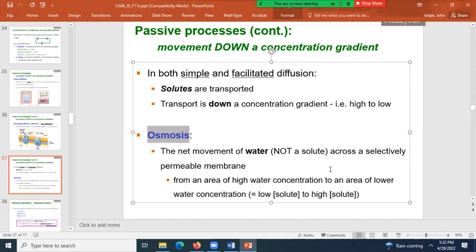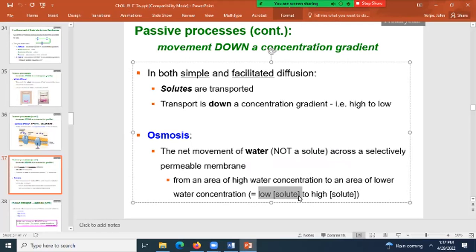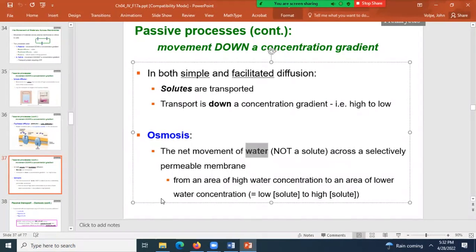Remember that when we're talking about osmosis, the water is moving, but when we discuss the tonicity, we're not talking about the concentration of water. We're talking about the concentration of solute. Wherever water is high in concentration, the solute concentration will be less. And wherever water is low in concentration, the solute concentration will be high.